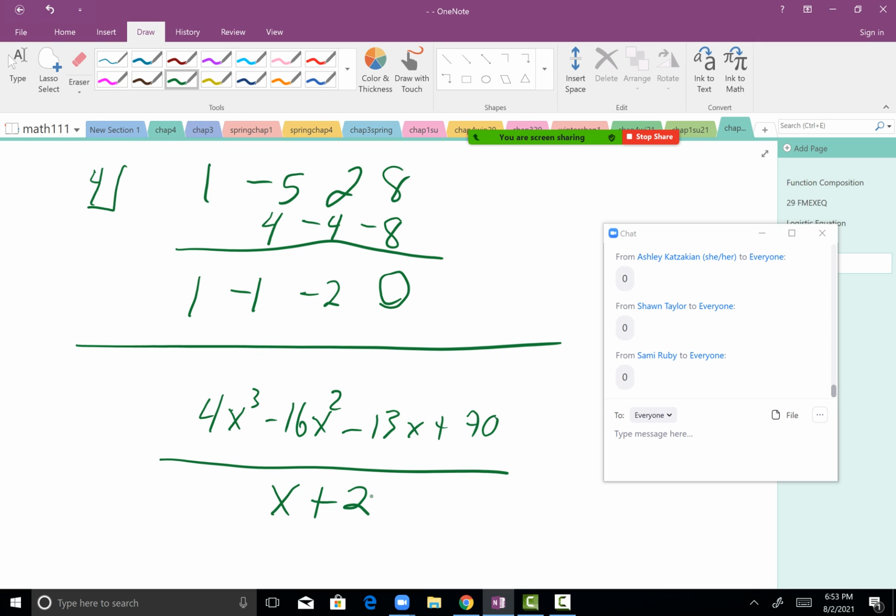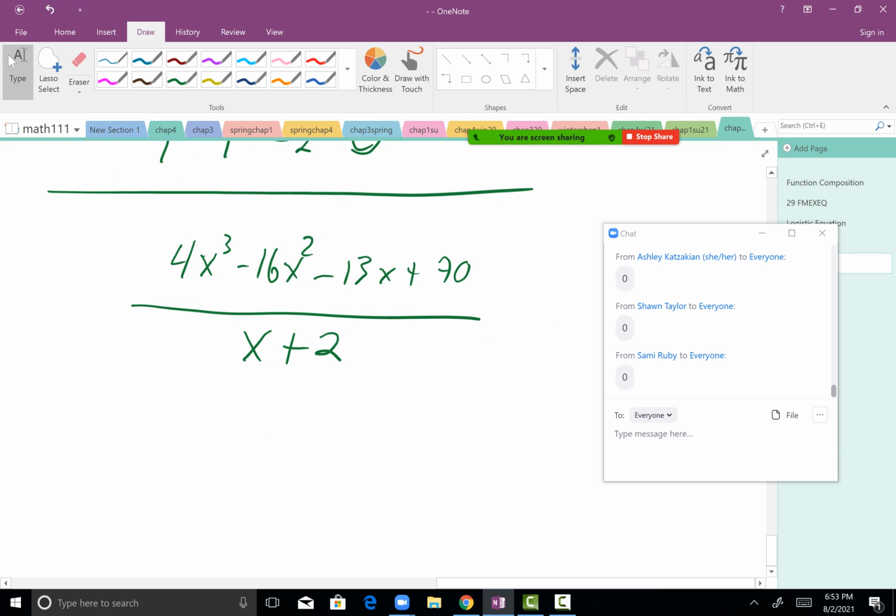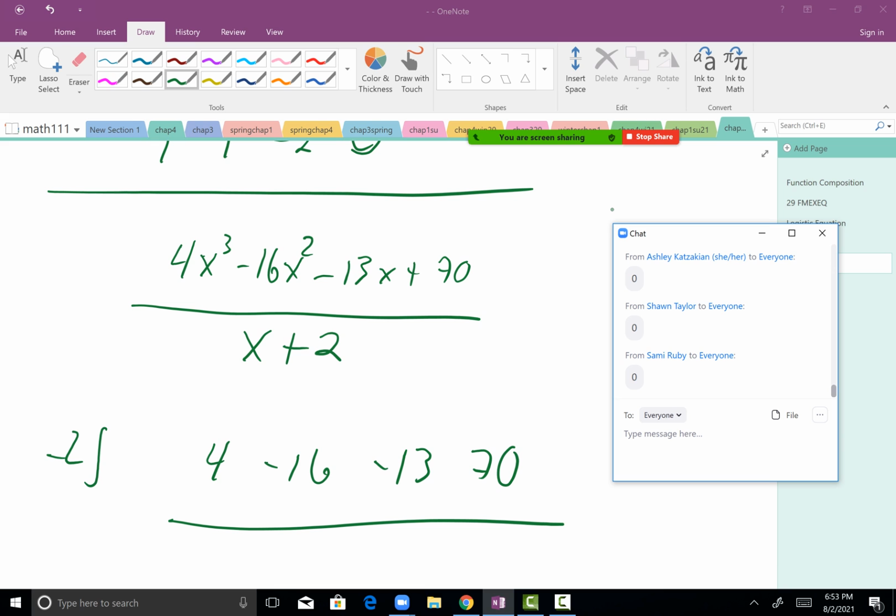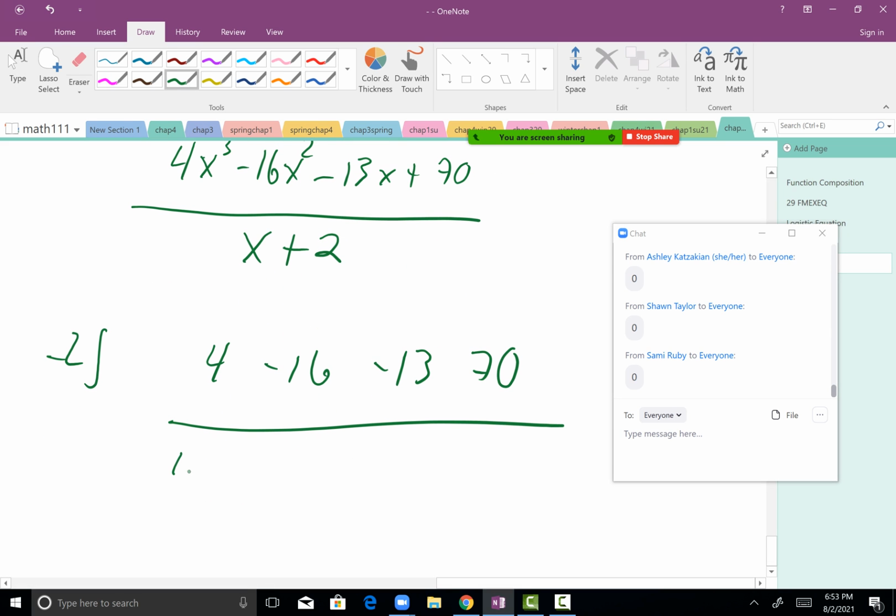Okay, I got 3 zeros. So you're right, that's what we should get. All right, so if we do this, 4, negative 16, negative 13, see how much better you're getting at it now? Negative 2. All right, bring down that 4, negative 8, negative 24. Let's see, it's going to be 48. All right, and I'm going to add those. So 35, negative 70, 0.